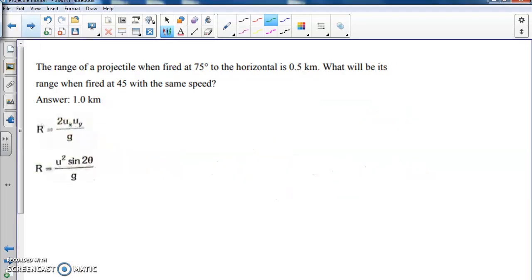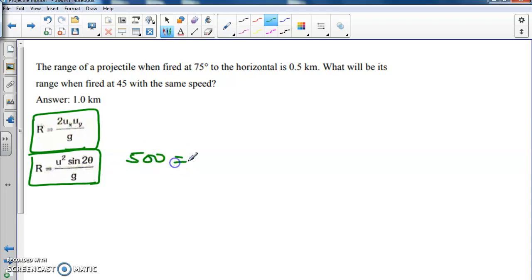Next problem. The range of projectile when fired at 75 degrees to the horizontal is 0.5 kilometers. That means we have to use the formula of horizontal range on this one. R is equal to u square sine 2 theta by g. Now R is given to be 0.5 kilometers, that means 500 meters is equal to u square sine 2 theta. Theta is 75 degrees, so we have sine 150 degrees upon g.